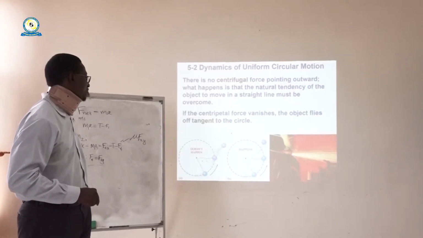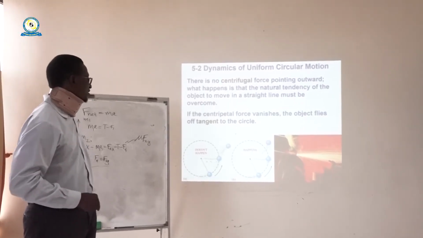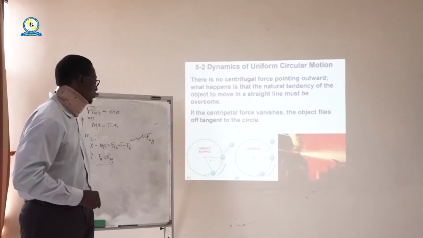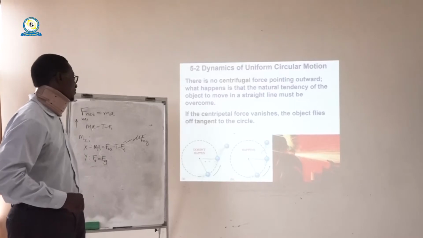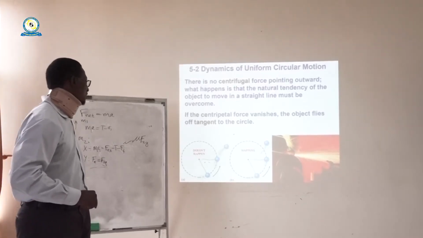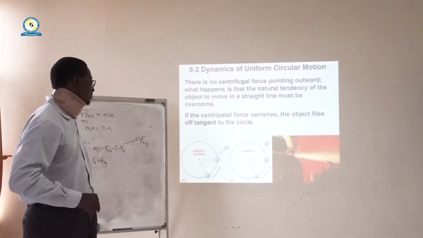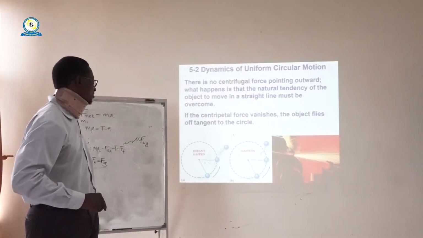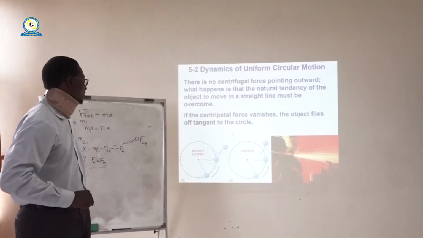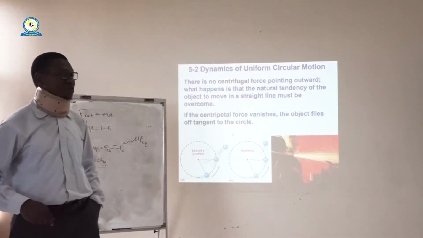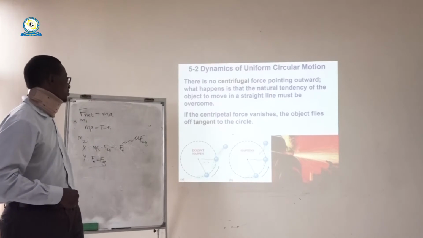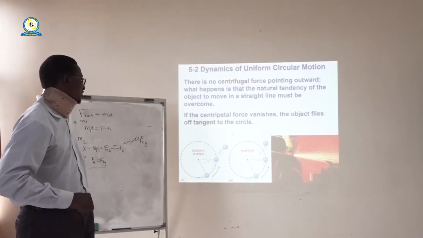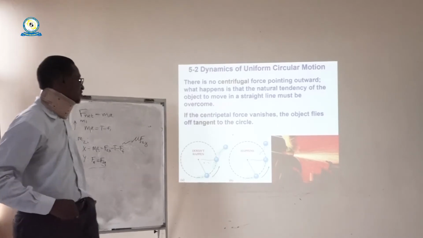You see the object losing its direction. That's why it doesn't happen like this. It happens this way, moving this way. If the centripetal force vanishes, the object flies off tangent to the circle, like this one, or like that.